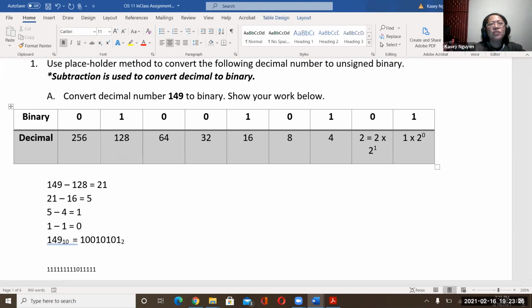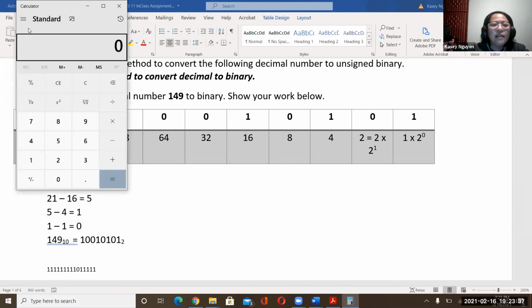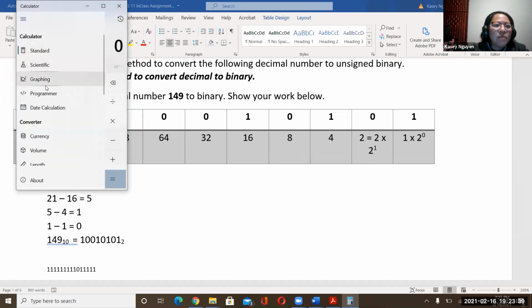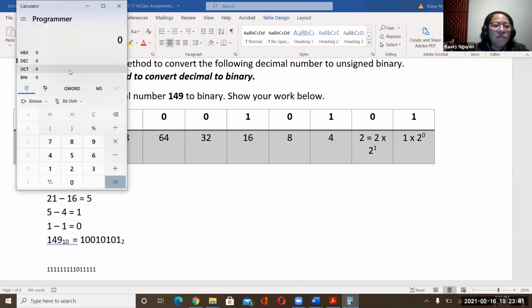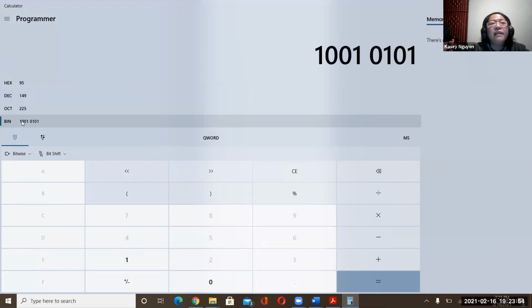All that is just saying that the rest is going to be 0. Okay, so now if you put this into a calculator, there's a programmer mode. So you go to the top and change it to programmer mode, okay? So if I put in decimal and I put 149 like this, I see that this is the binary.